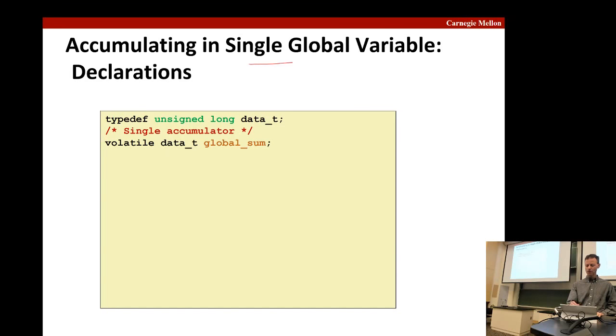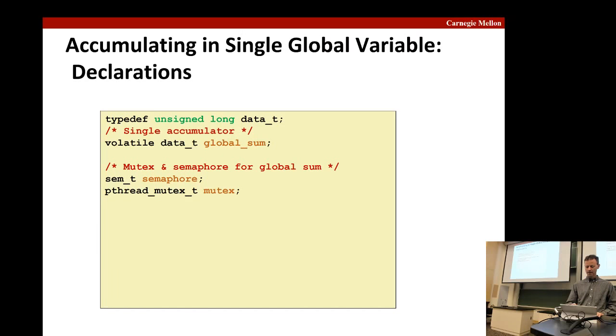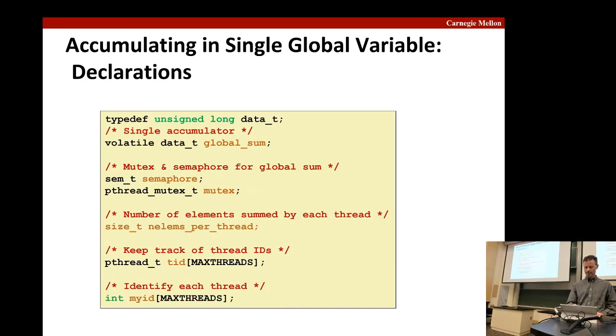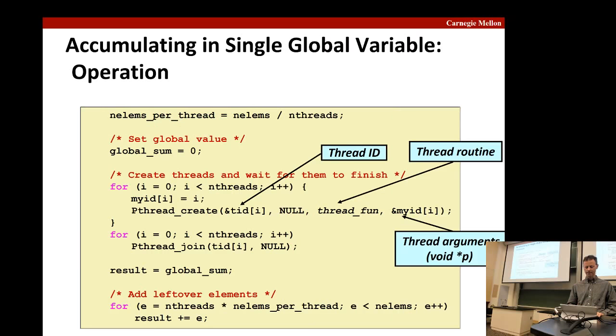So again, single global variable. Here it is, global sum. Here's a semaphore and a mutex; we're going to use one or the other. The number of elements that are summed by each thread is stored there. Thread IDs are stored, identifying each thread. The number of elements per thread, as we said, is just the total number of elements divided by the number of threads, and it automatically gets rounded down.